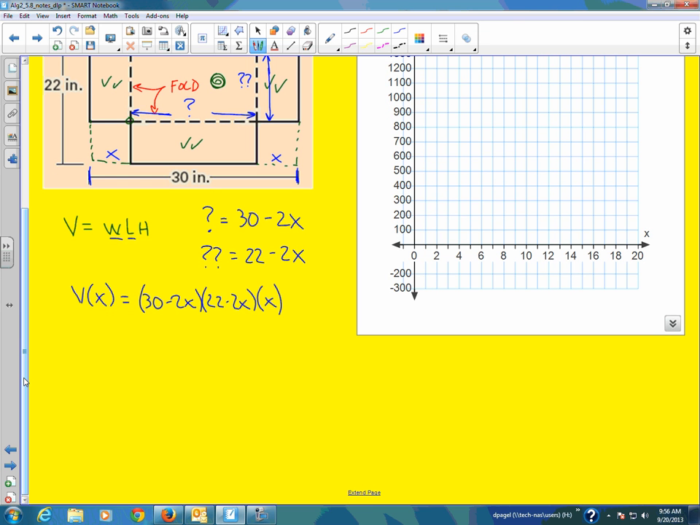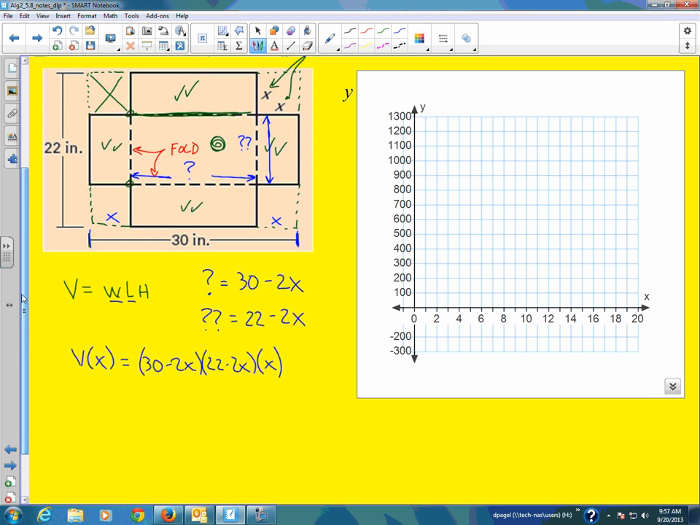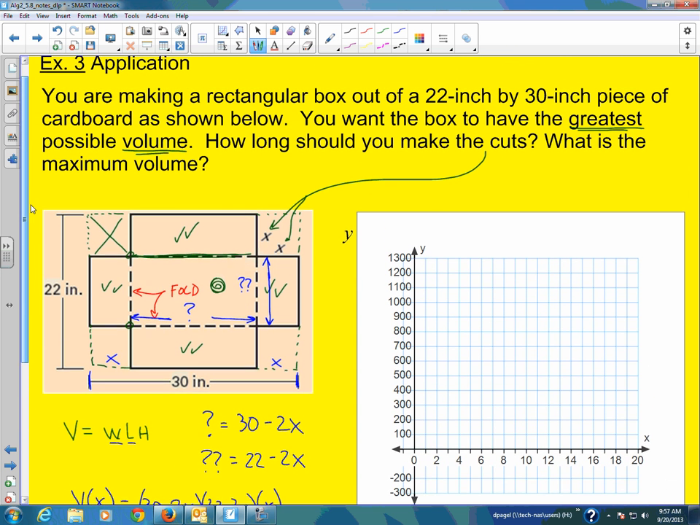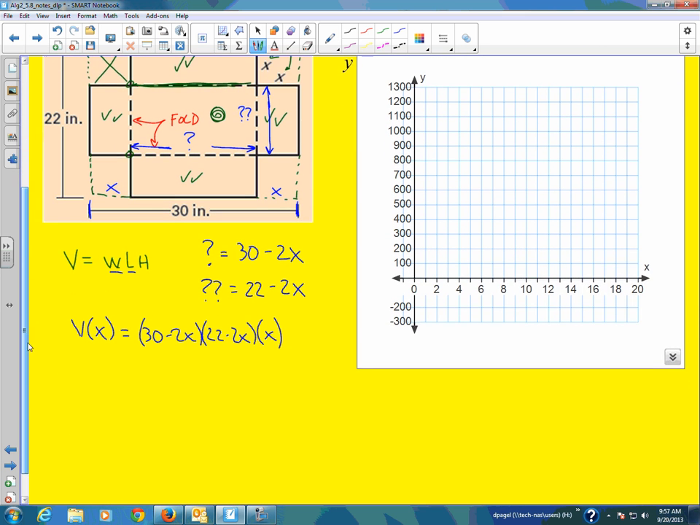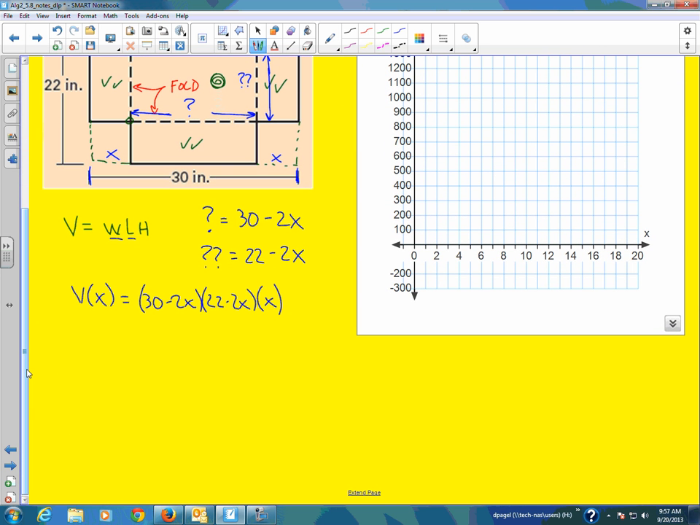That's good. And then now we're going to go ahead and expand this. I could expand it, come up with my equation. Let's see if we were actually supposed to. We're not. We're looking for how long should the cuts be and what is the maximum volume. Okay. So I could expand this right now and come up with an equation for our volume as a function of x.